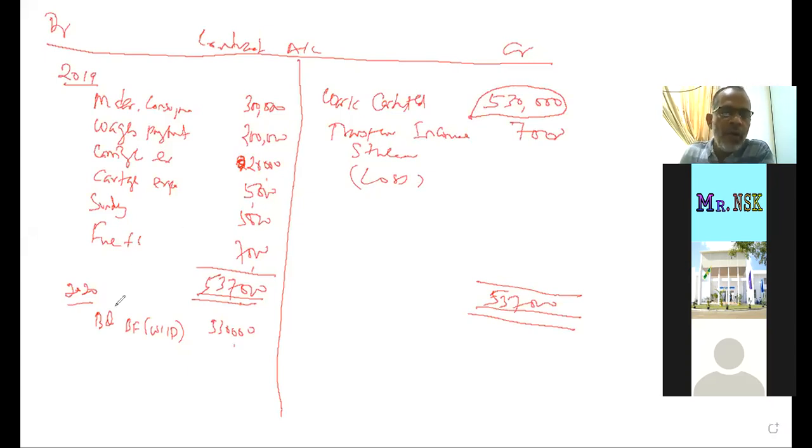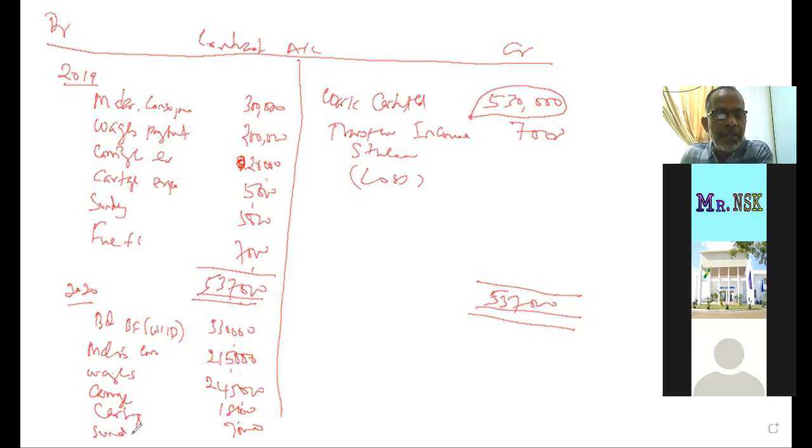Yes, sir. Okay. Now we have to record the items given. First you have to record the material consumption. How much? 2,150. Okay, 2,150 material. There will be the wages. How much? 245,000. Next there will be the carriage expenditure. How much? 18,000. Last one, cartage. 7,000. Next one, sundry expenditure. 4,000. Fuel. 11,000. Okay. Please record.